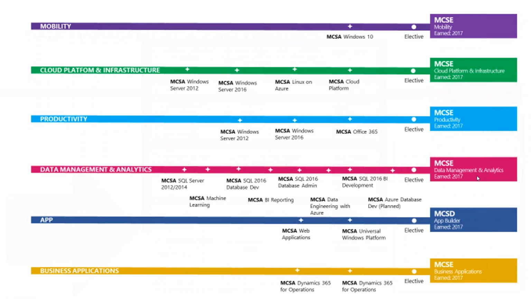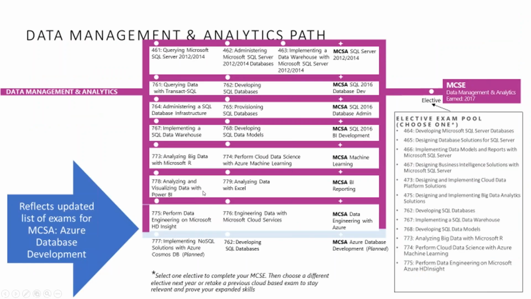The simplified track, as I said, was the 778, analyzing and visualizing data with Power BI. And then the second one is 779. As soon as you take those 2, and if you can pass the 778, immediately go take the 779 because I have 100% certainty that you can pass it, and then go take your elective.